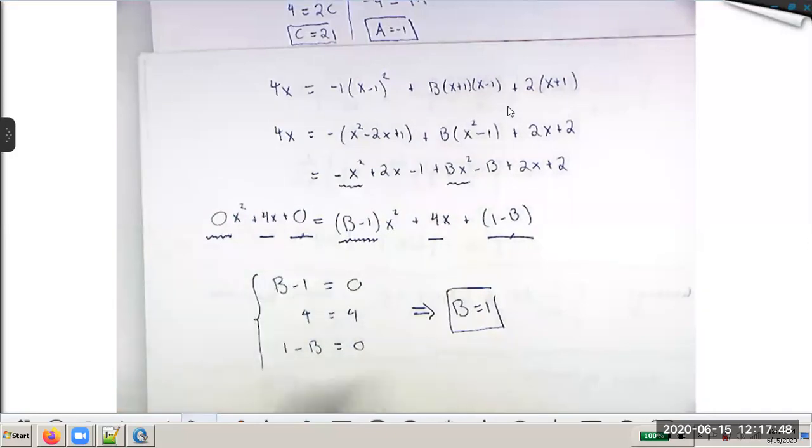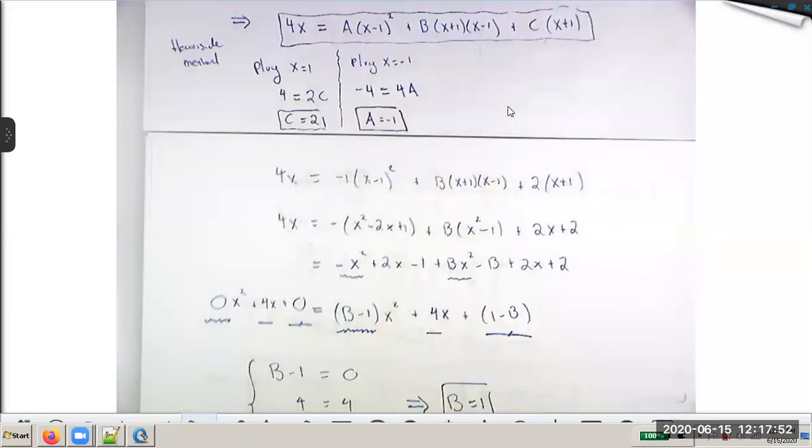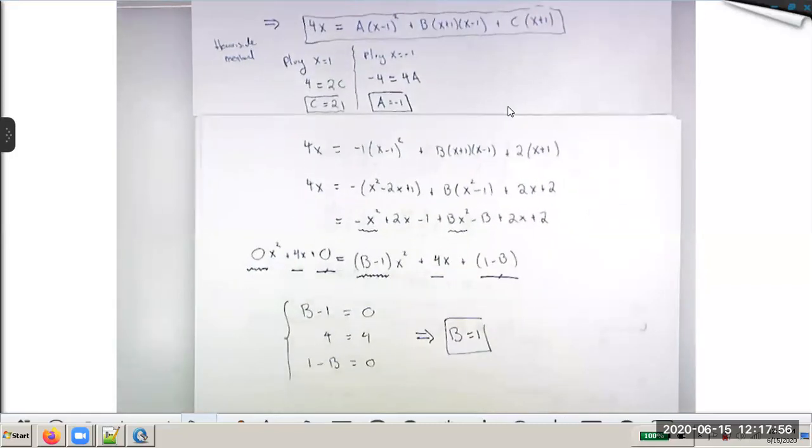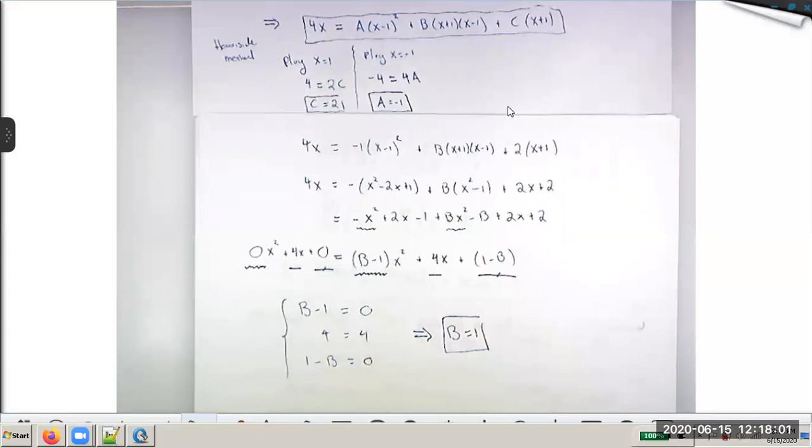But if I had other coefficients that I hadn't found yet, like E, F, G, H, I, like you've seen in those really nasty setups, we would be able to get them by solving this resulting linear system. Questions about where this system came from?